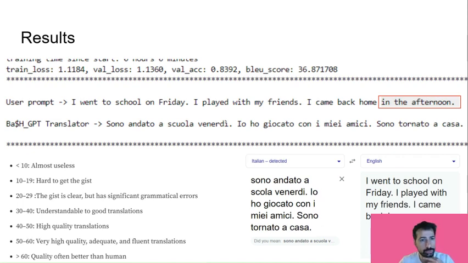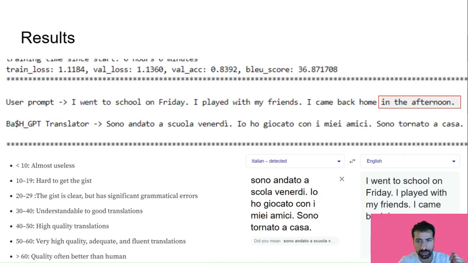So I gave it here a user prompt in English. I went to school on Friday. I played with my friends. I came back home in the afternoon, and that was the output of the transformer. Sono andato a scuola venerdì. Io ho giocato con i miei amici. Sono tornato a casa. And I looked into Google because I don't speak Italian, and it seems like it's done a really good job. So this is the phrase from my model.